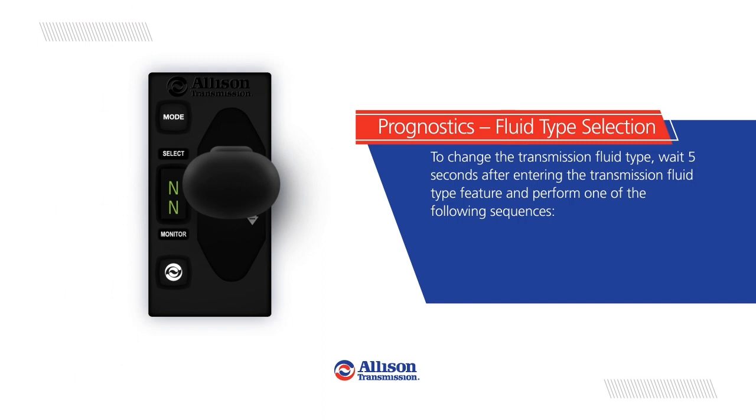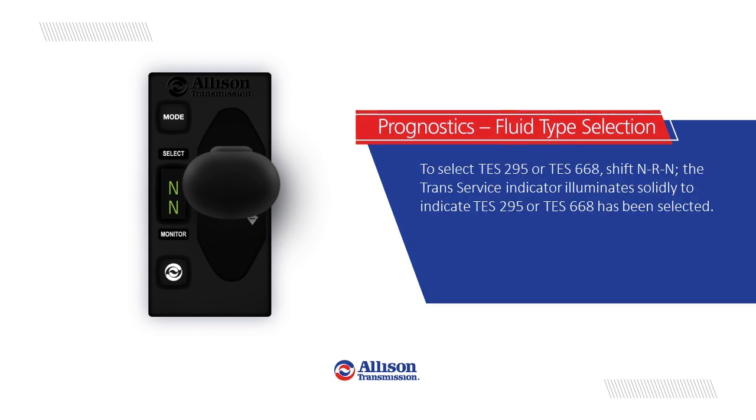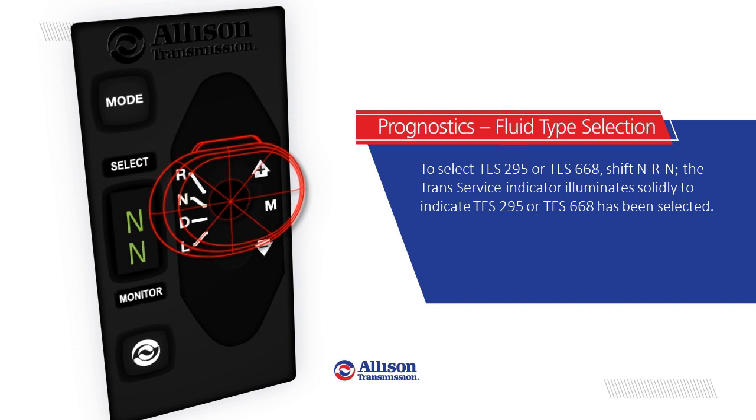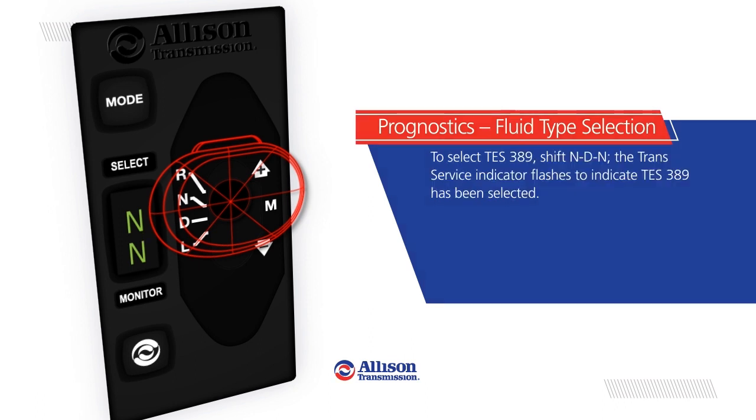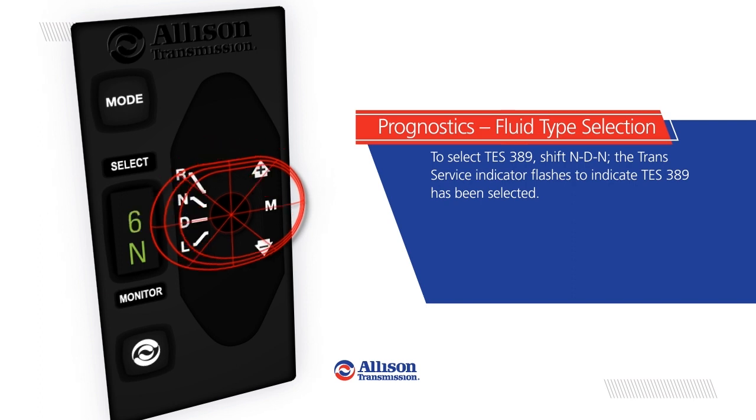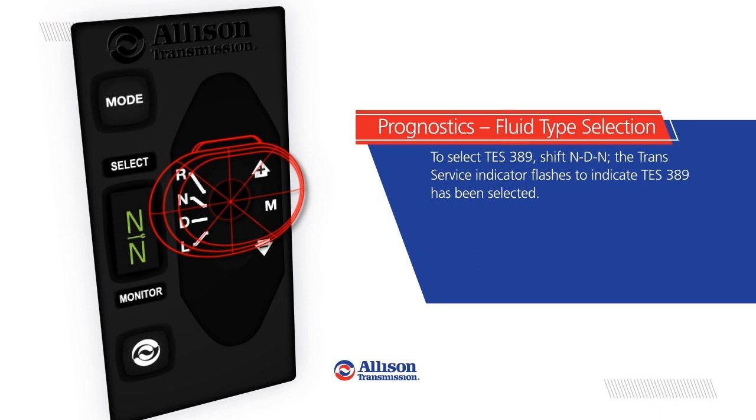Change the transmission fluid type. Wait 5 seconds after entering the transmission fluid type feature and perform one of the following sequences. To select TES 295 or TES 668, shift neutral, reverse, neutral. The trans service indicator illuminates solidly to indicate TES 295 or TES 668 has been selected. To select TES 389, shift neutral, drive, neutral. The trans service indicator flashes to indicate TES 389 has been selected.